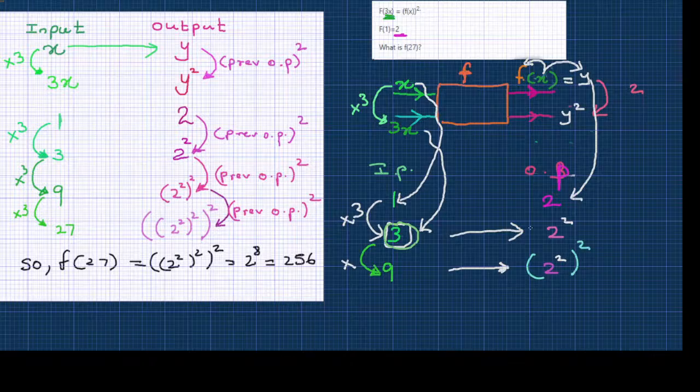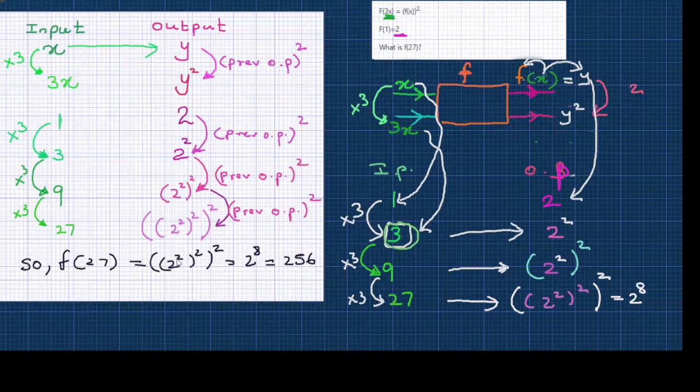Now let me multiply the input column by 3 once again, then I get 27. Then what would be the output? The square of the previous row. So what was the output in the previous row? That is 2 to the power 2 to the power 2. That's going to get squared, which is, we have been asked to find f27, so we'll stop with this. That is 2 to the power 8.